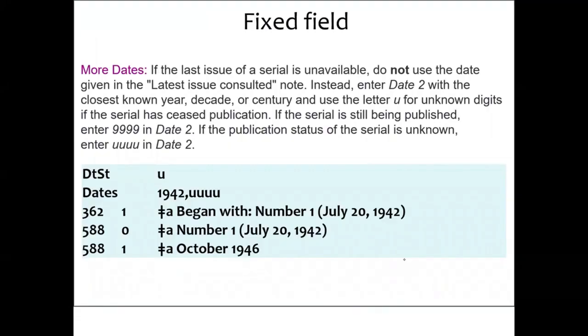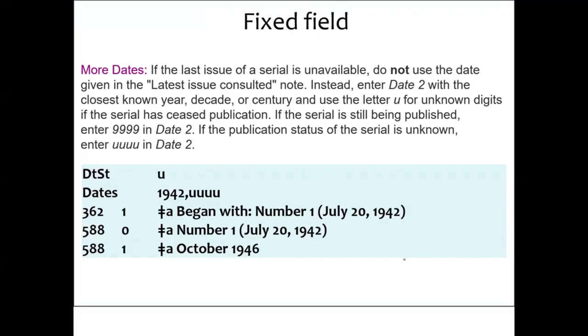If the last issue of a serial is unavailable, but we know it's ended, there is a field where we're going to put a note later on, and we're going to look at this as we get down that way. We're going to talk about the latest issue consulted, like what did we look at? So for the date, we need to figure out what our date is. We're just going to use U for any unknown digits. Again, if the serial is still being published, it's 9999, and we can still talk about what our latest issue consulted was.